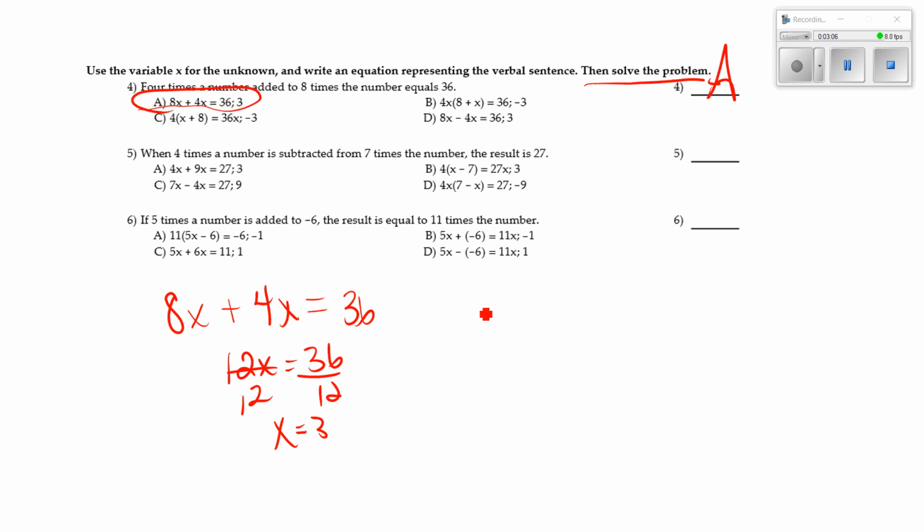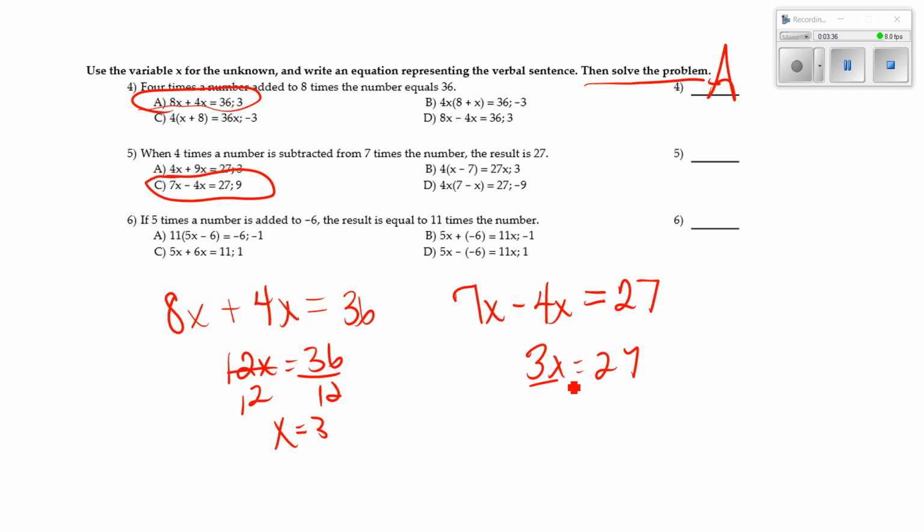5 says when 4 times a number is subtracted from 7 times a number. Remember, subtracted from, again, you're going to have to start with 7x and then subtract 4x from that. You've got to have something to subtract from if you're going to subtract it from a number. So when 4x is subtracted from 7x, the result is 27. So 7x minus 4x equals 27 would be C. Let's make sure we get 9 if we were to solve it. 3x equals 27. Divide by 3, and I get that x is equal to 9.